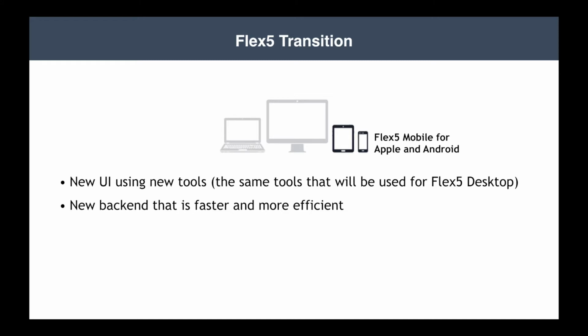As we developed the mobile app, we built the new backend. So everything that you do on the mobile app, things like inventory management and scanning, all of that has a new backend built that's faster and more efficient. And we can use that same backend now on Flex5 Desktop, just using a different user interface. And like I mentioned, the UI and backend work for both operating systems now, so any updates we make are updated on both Apple and Android. We don't have to have separate developers for each operating system.